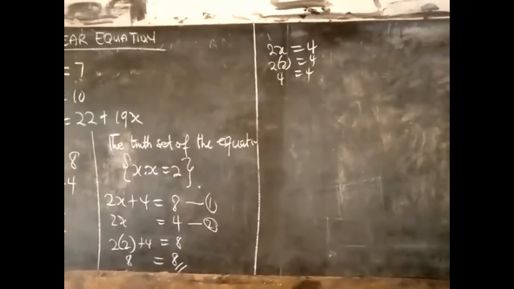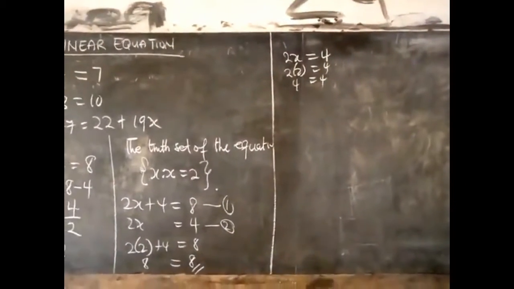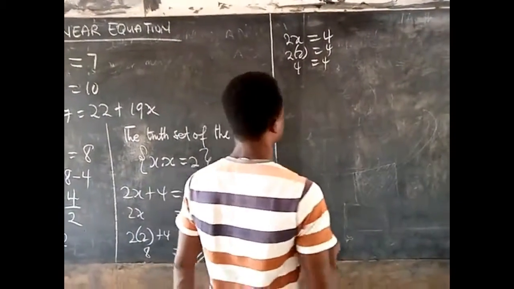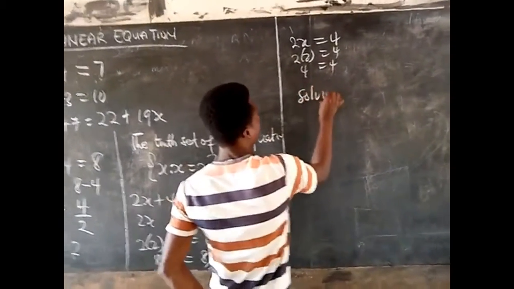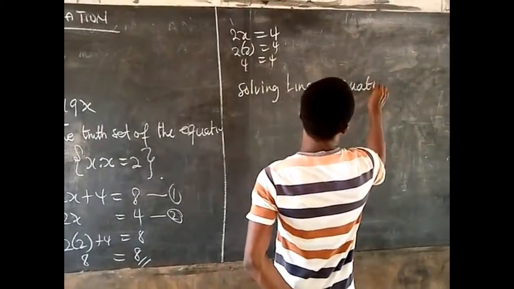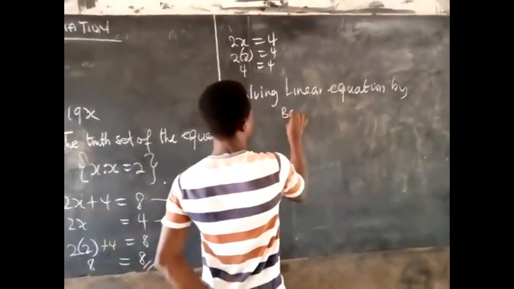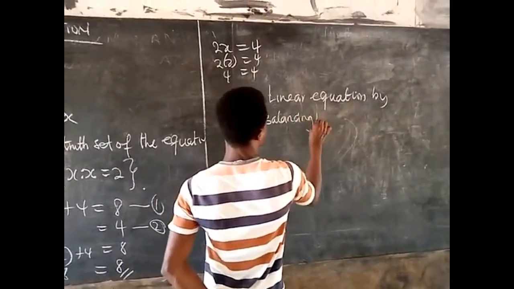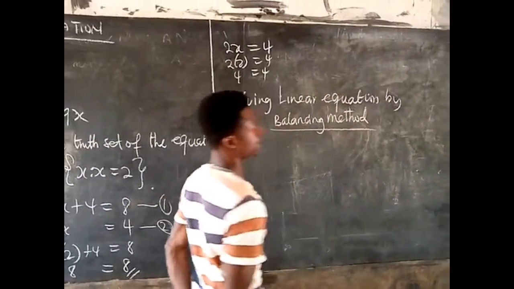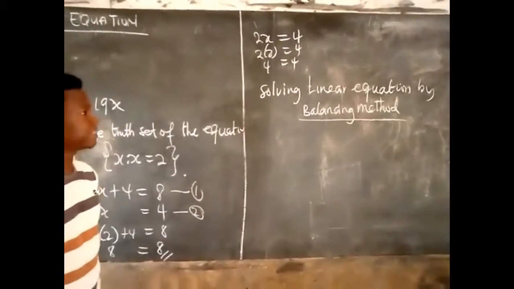Here we are moving to the next means of solving an equation, and it's solving linear equations by the balancing method. We have a general way of solving every linear equation, but we also have a means of solving a linear equation called the balancing method.